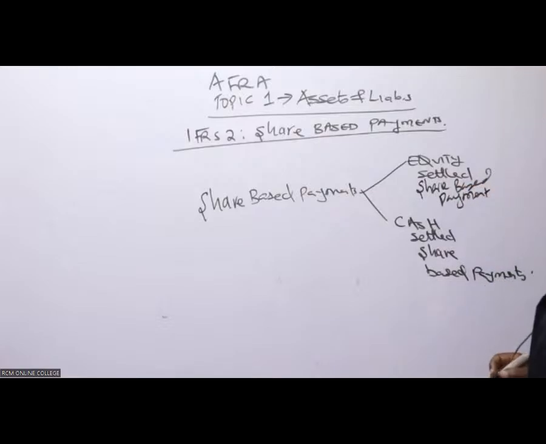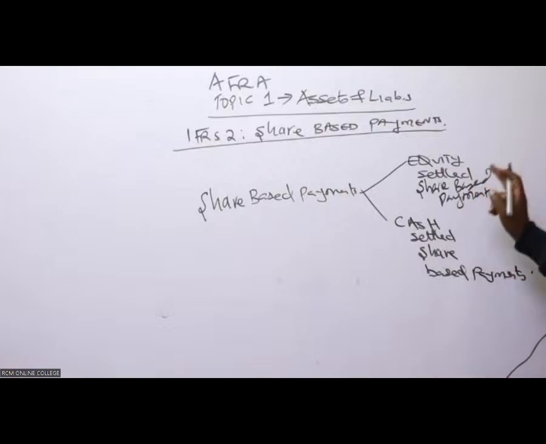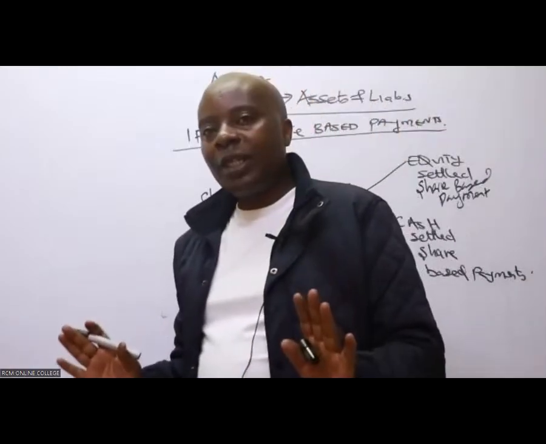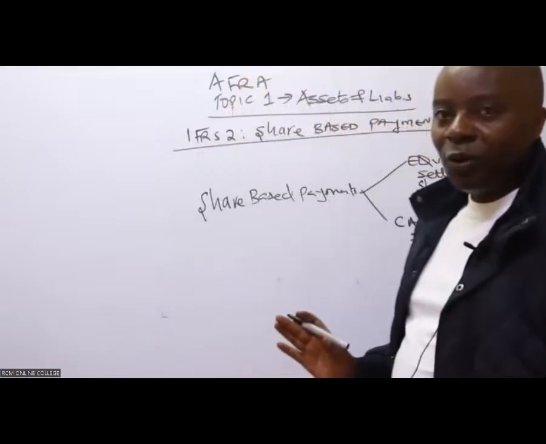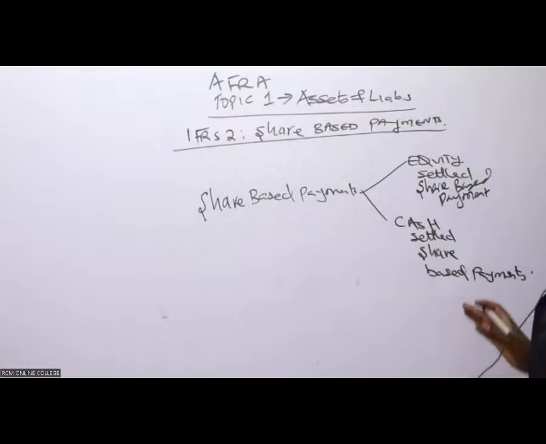And then we have in this case what we are calling a cash settled share-based payment. So equity stands for what here? Basically shares. So here we shall give you ordinary shares once the period we agreed comes to an end. We agreed you work for us for 4 years, then we shall give you the company's ordinary shares.